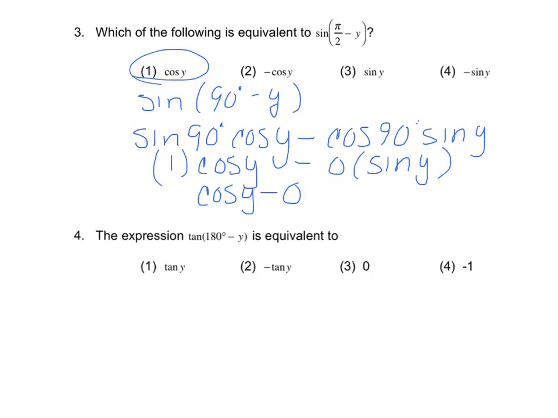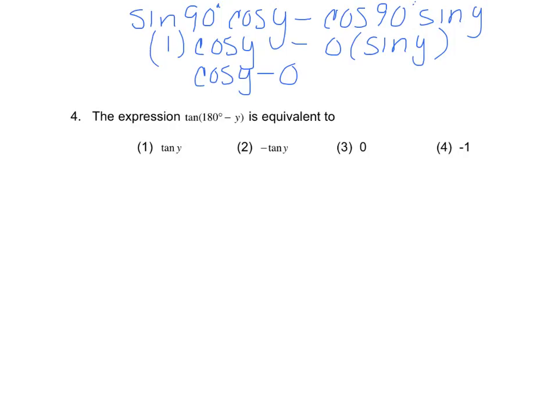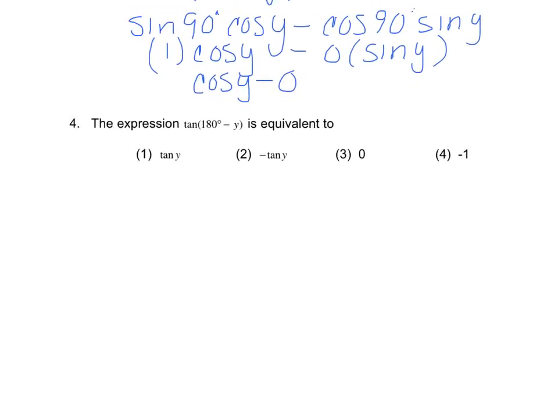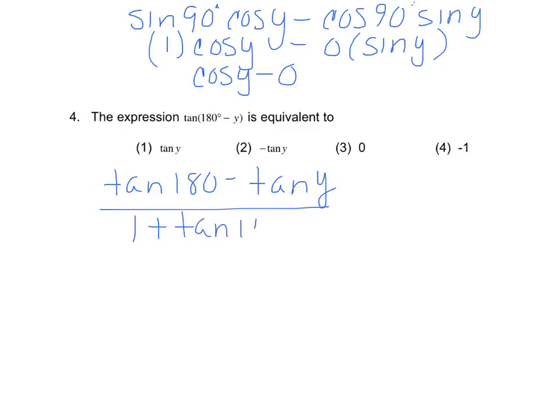All right, let's take a look at our last question for today, number 4. The expression tangent of 180 minus y is equivalent to, so it's tangent of A minus B. So looking at the formula sheet, it's tangent of A minus the tangent of B. So we're going to go tangent of 180 minus the tangent of, and in this case my B is y, over 1 plus the tangent of A times B. So it's 1 plus the tangent of 180 times the tangent of y.